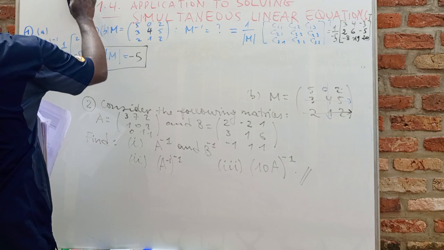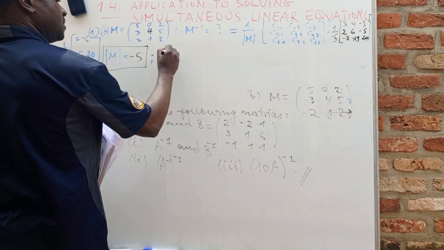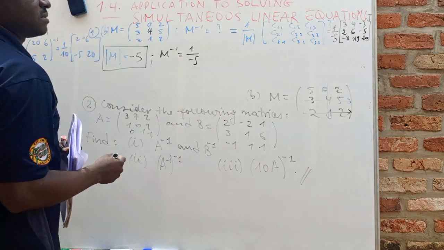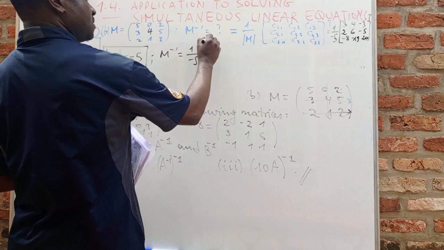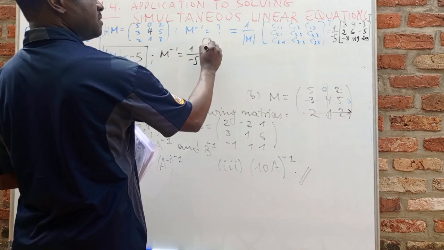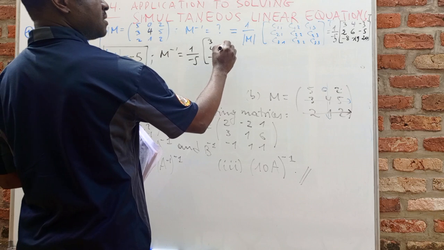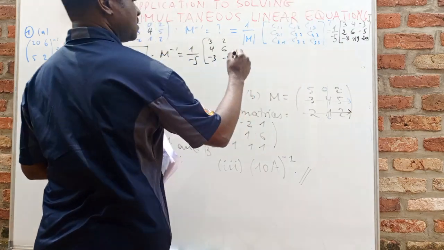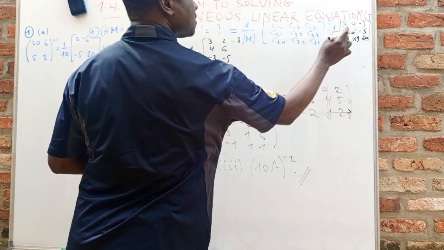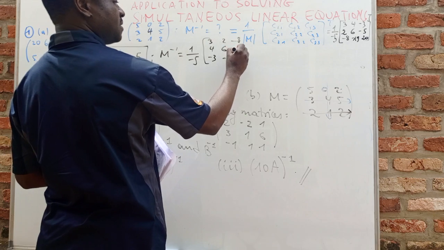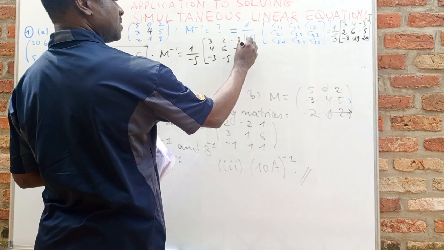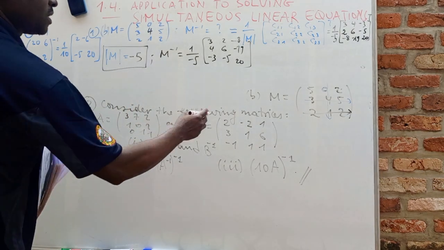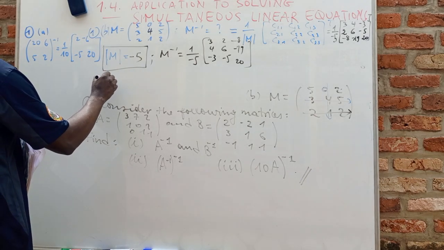By taking the transpose, we have M inverse is equal to 1 over negative 5 according to this formula. So now the transpose of this: 3, 4, negative 3, then 2, 6, negative 5, then negative 8, negative 19, and 20. This is the inverse of matrix M. Now we can check if it is correct.